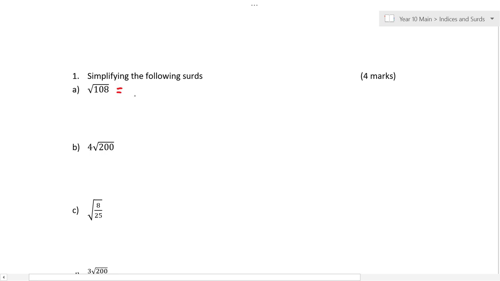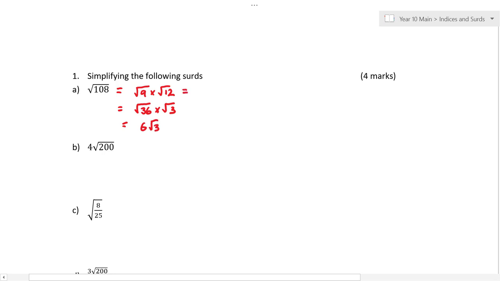Now, I did talk very quickly about how a lot of students expand and simplify. So this one in particular, I saw a lot of students do this. They did the square root of 9 times the square root of 12. In actual fact, though, if you found the highest common perfect square, you could have gone the square root of 36 times the square root of 3. So my hint to you, square root of 36 is 6. So the answer is 6 root 3.